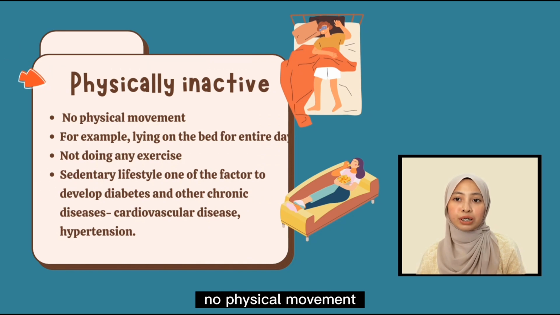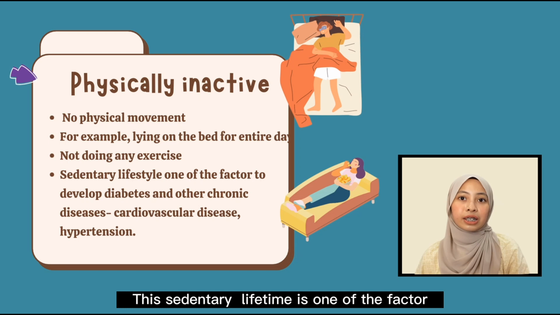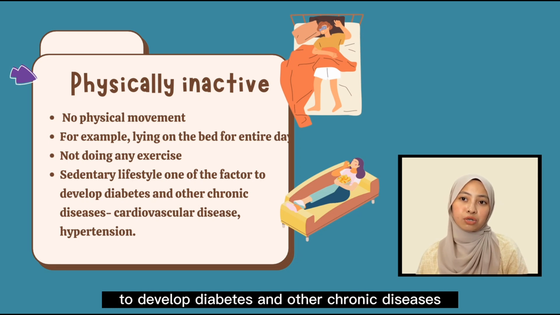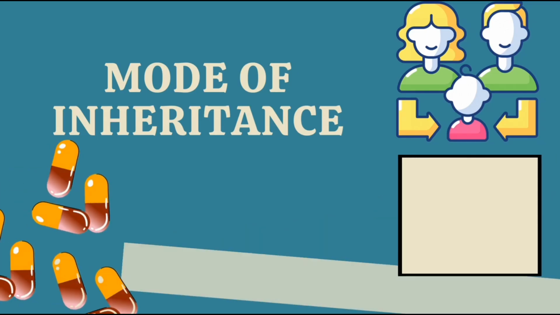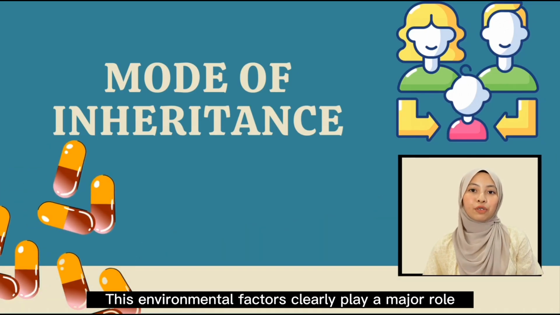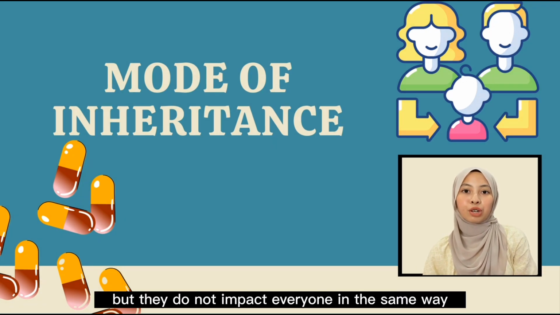Third, physical inactivity. For example, no physical movement, such as lying on the bed for entire days. This sedentary lifestyle is one of the factors to develop diabetes and other chronic diseases, for example, cardiovascular disease and hypertension.